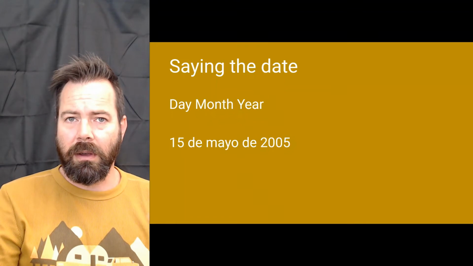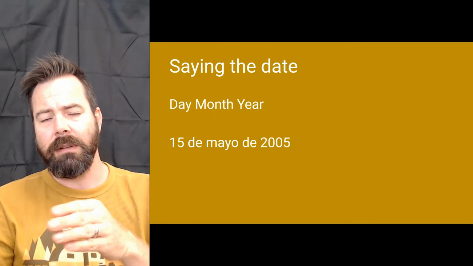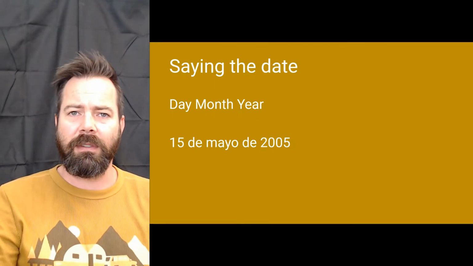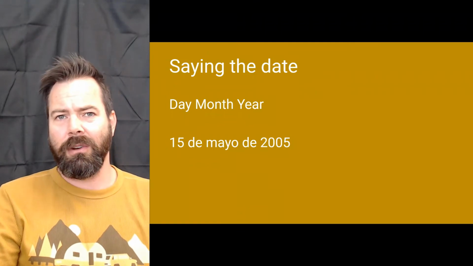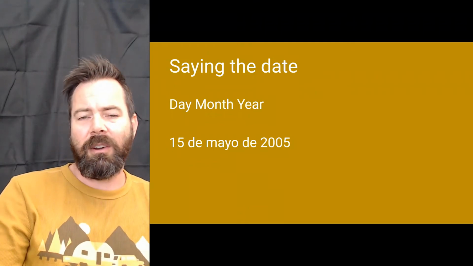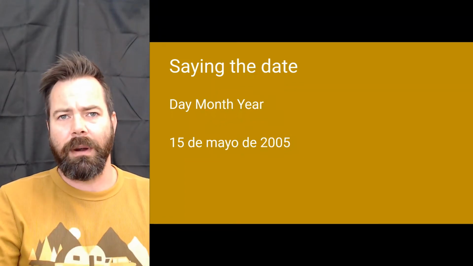One thing also to remember is when you're saying the year, you say the whole year. So instead of saying like 25 or 2020 or 1985, you would say the whole full year as a number. Like 1990 would be mil novecientos noventa. Okay, so like here, 15 de mayo de 2005.